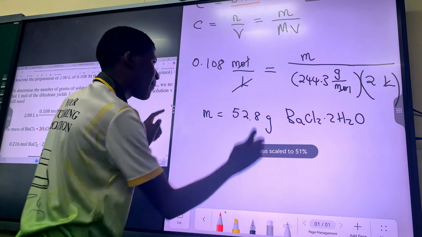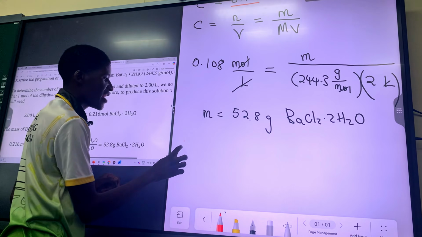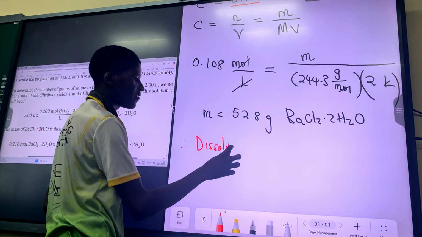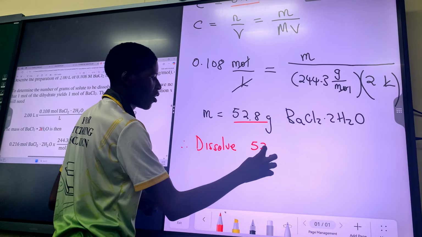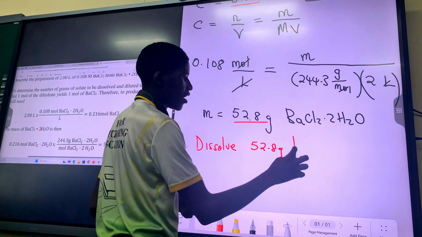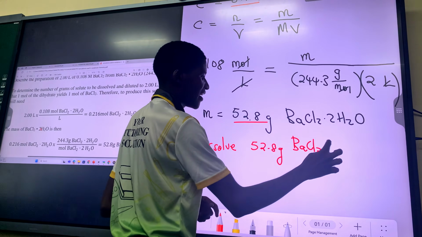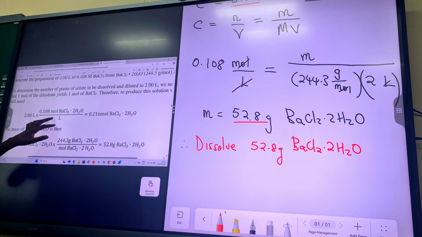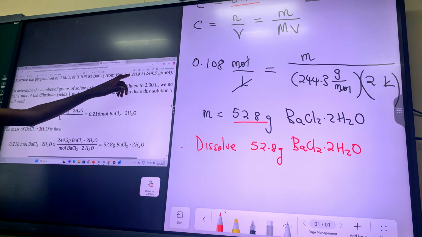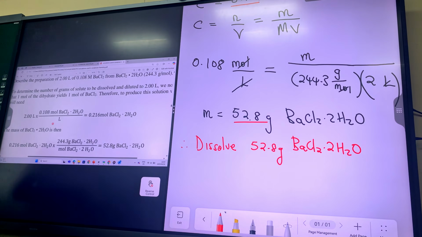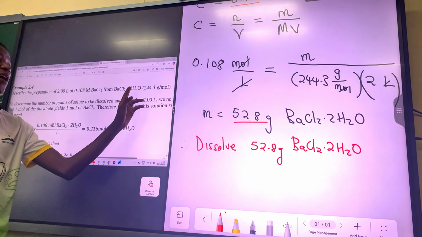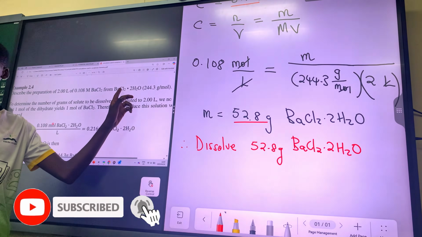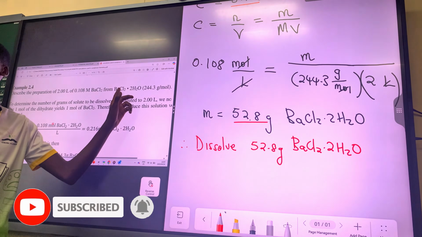So now your mass, because the question said describe the preparation. You say therefore to create a solution, you dissolve 52.8 grams of barium chloride dihydrate. Here you are preparing a solution. This one is a dihydrate, it has the dot 2H2O. Okay, just to explain further. If a compound is a dihydrate, you must make it so that you are left with BaCl2, no longer a dihydrate, you dissolve it in water.